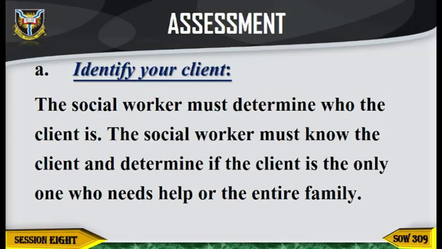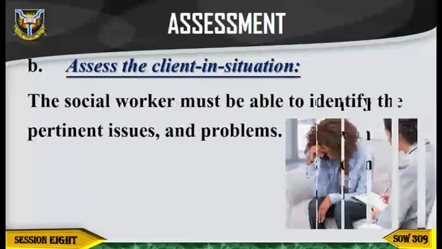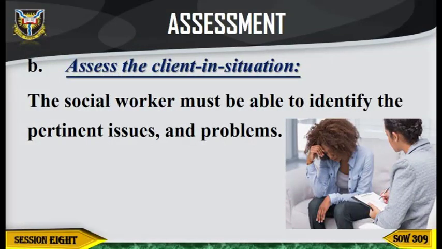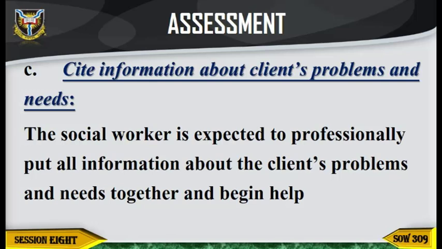A. Identify your client. The social worker must determine who the client is. The social worker must know the client and determine if the client is the only one who needs help or the entire family. The social worker must know whether the client is voluntary or involuntary. B. Assess the client and situation. The social worker must be able to identify the pertinent issues and problems. How the social worker intervenes is based on the information he or she has and on the judgment made from information gathered.